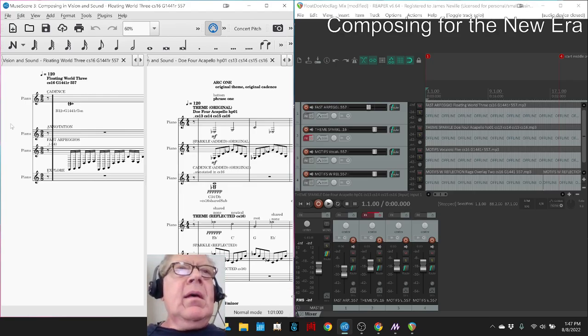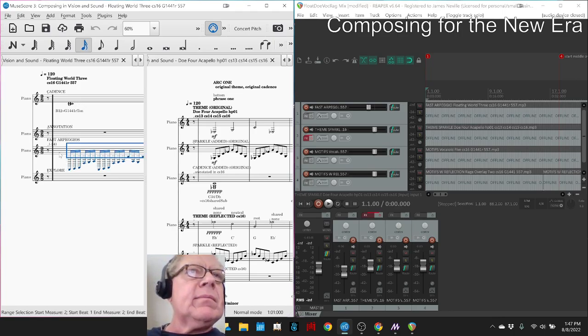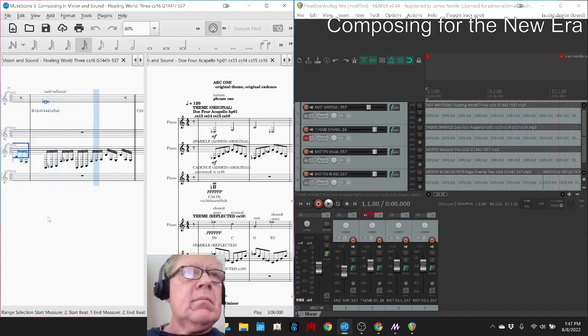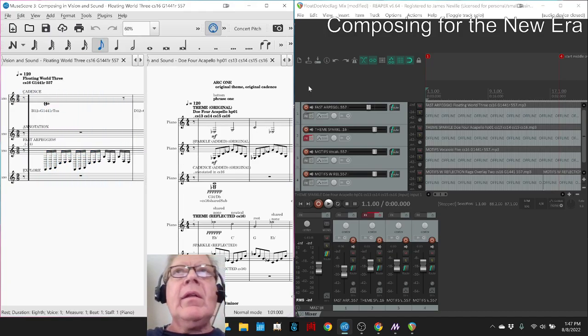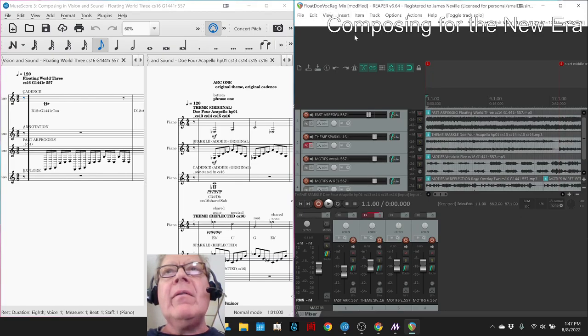Okay. On the left-hand side, we have a score called Floating World 3, which sounds like this. And on the right-hand side, we have a Reaper file where we have that playing like this.